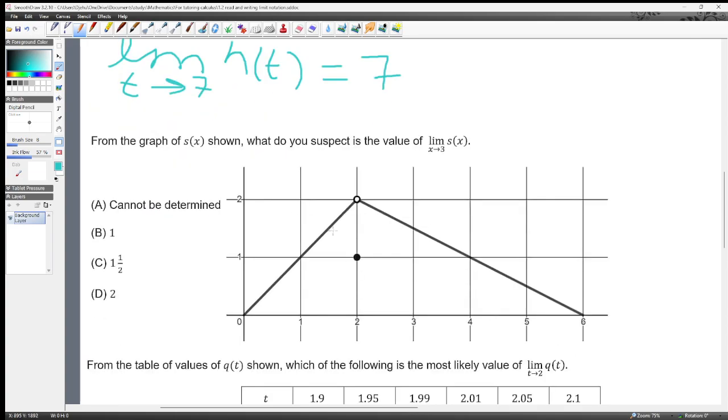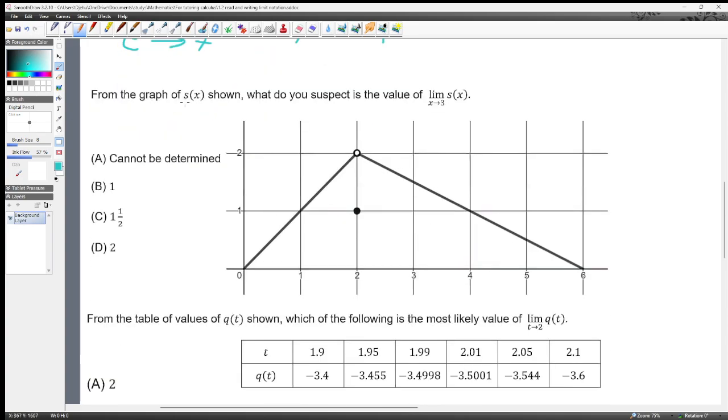And here we have another example. From the graph of S of x, what do you suspect is the value the limit approaches as x approaches 3 from the function S of x? Give it a try. Pause the video and give it a try.